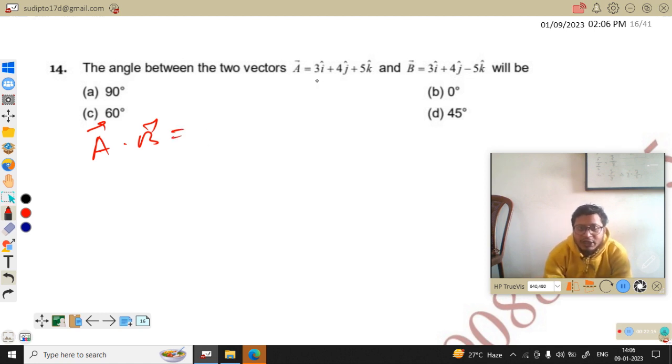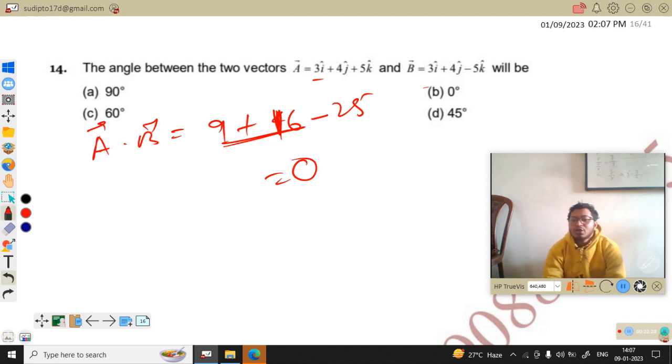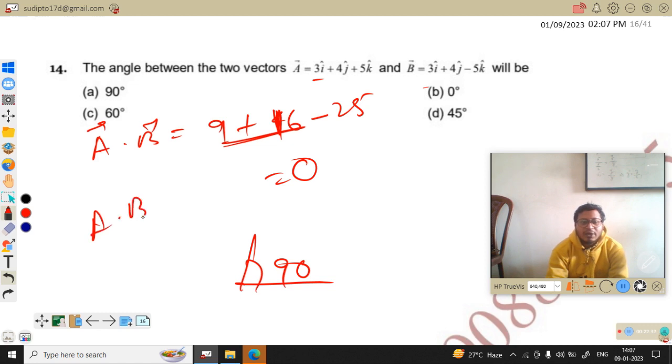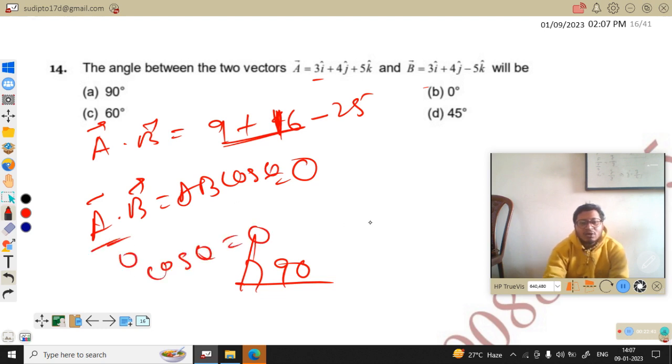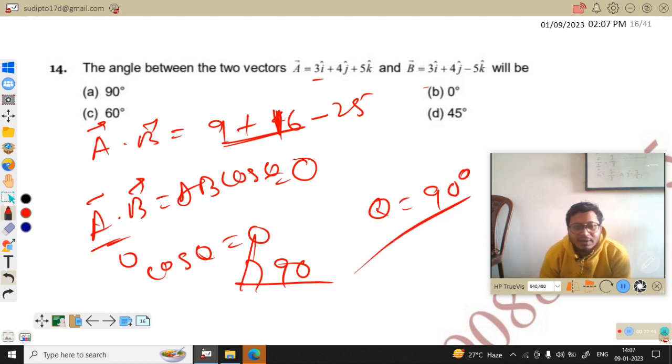So the dot product: 3 times 3 is 9, 4 times 4 is 16, and 5 times 5 is 25, so 25 minus 25 is 0. So a dot b equals 0 means the angle is 90 degrees. Now a dot b equals ab cos theta. This term is 0, that means cos theta is also 0, and cos theta is 0 when theta equals 90 degrees. Clear? Next.